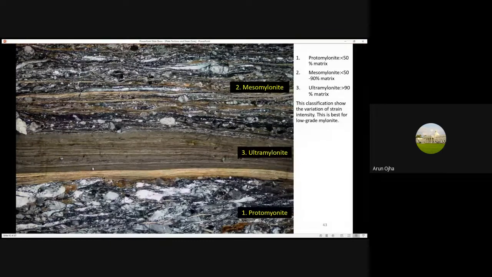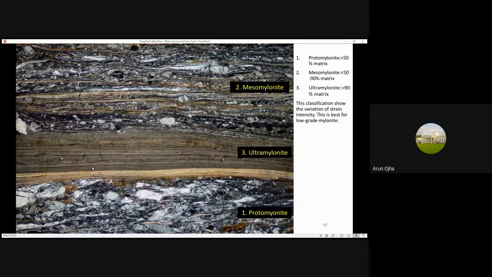So the mylonites formed at a deeper portion of the Earth's crust are classified into three different types based on their matrix content. The matrix is the groundmass of a rock. When we are grinding these rocks, how much groundmass are we forming? Based on that groundmass, the mylonites are classified into three types. The protomylonite is where you can see the phenocrysts, the large crystals, large minerals. The concentration of these minerals is greater than 50%. So that's a protomylonite, where the matrix content is very low.